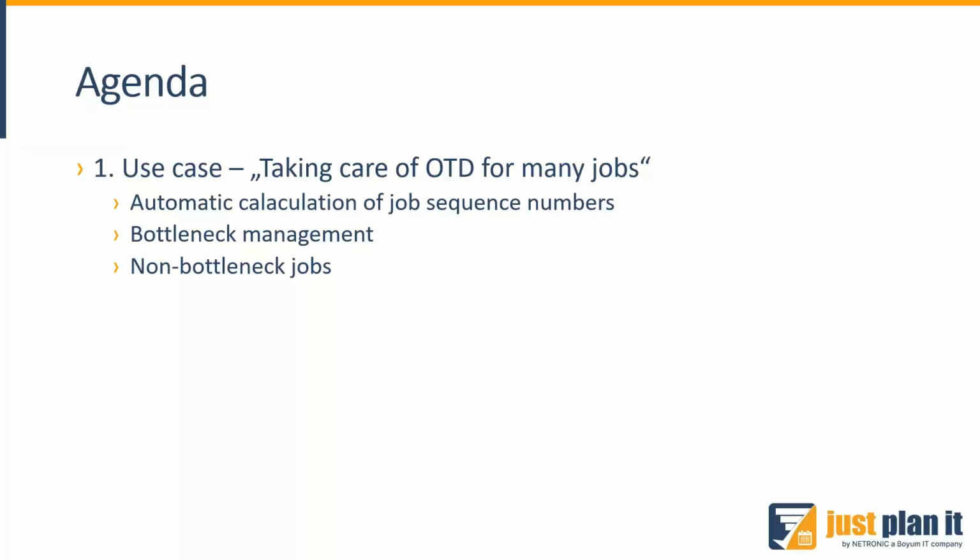Here, I would like to show you some very helpful strategies for taking care of OTDs in such a use case. In particular, I will show you how you can make use of the functionality to automatically calculate job sequence numbers. Furthermore, I will give you some ideas and thoughts around bottleneck management in such a use case. And last but not least, related to this, I will show you why it can make very much sense to treat non-bottleneck jobs differently than bottleneck jobs.